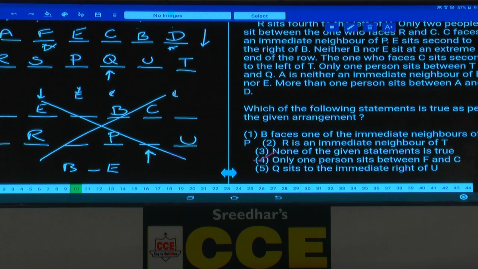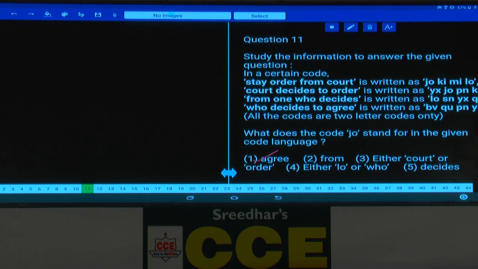Now this is about question number 6 to 10. Now in this one, 12 persons are there and 6 persons in each row. Then afterwards, 11 to 15. Now question numbers 11 to 15. Now 11 to 15 are based on what? Coding and decoding. Question numbers 11 to 15, coding and decoding.